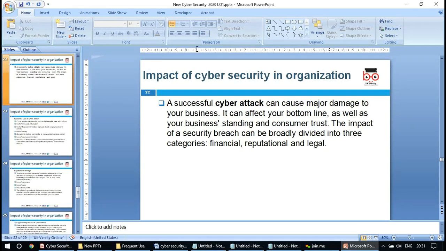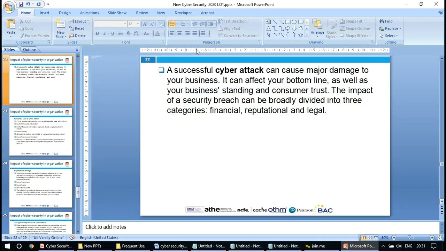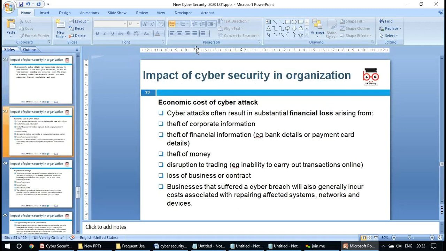Yeah, that's right. Now, impacts of cybersecurity on your organization. If anything happens, then a cyber attack would result in financial, reputational, and legal consequences. So, the financial, economic cost of the cyber attack. Makes sense? Should I go through, or do you understand well what economic or financial loss can happen because of a cyber attack?